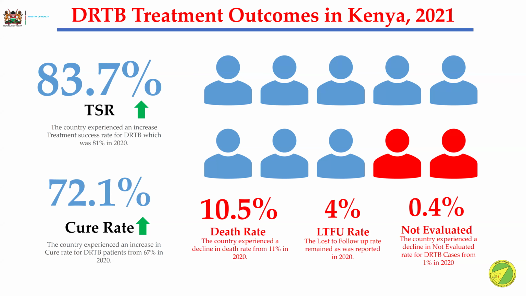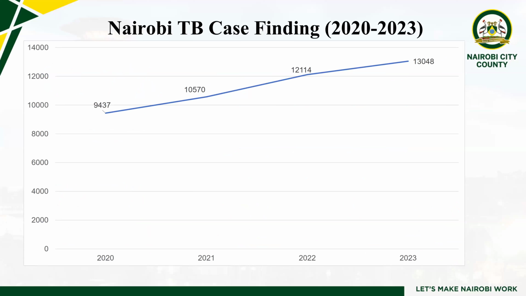Now you can see Nairobi case finding in the year 2020 to 2023. 2020, 9,407, 2021, 10,570, 2022, 12,114, and 2023, 13,048. What does it mean? TB is still within our communities and most of the populations. And as these are the ones who have been picked, it means that we are also, there was a study which was done on surveillance of TB in 2016. It was saying that there is a case of 16% which we lose in case finding.